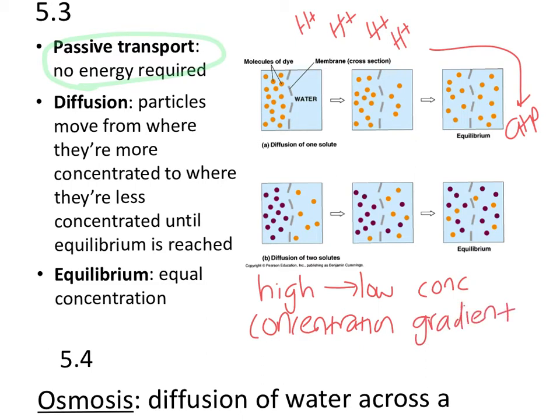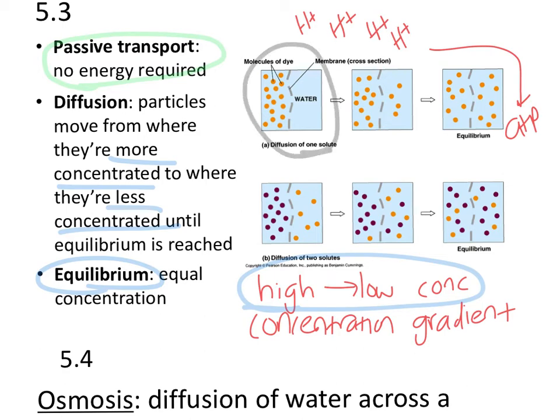That is diffusion. So diffusion is particles moving from where they're more concentrated to less. That will occur until equilibrium is reached, meaning there's an equal concentration on both sides. That's shown in these pictures on the right.